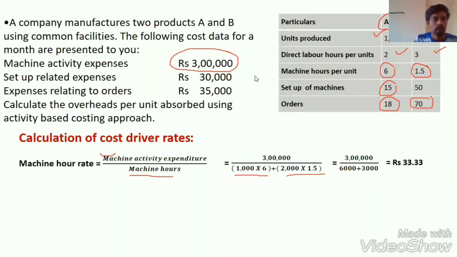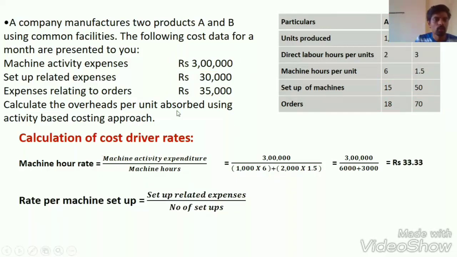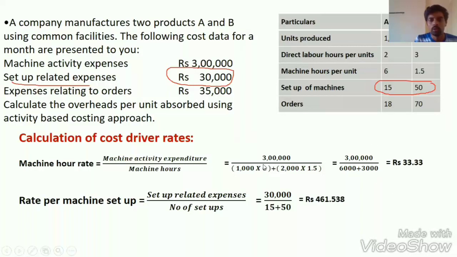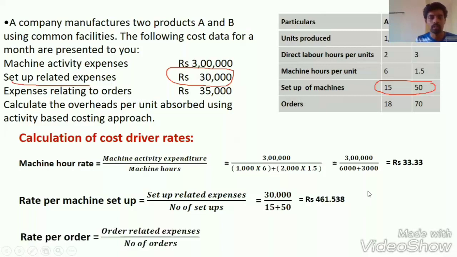Then we'll find out cost driver rate for setup, mission setup. See, the total setup cost is 30,000. This is total setup cost. And see how many setups are there here? 15 plus 50. So 65. So 30,000 divided by 65. For 65 setups, we have incurred 30,000 rupees. So 30,000 divided by 65, you will get 461.538.